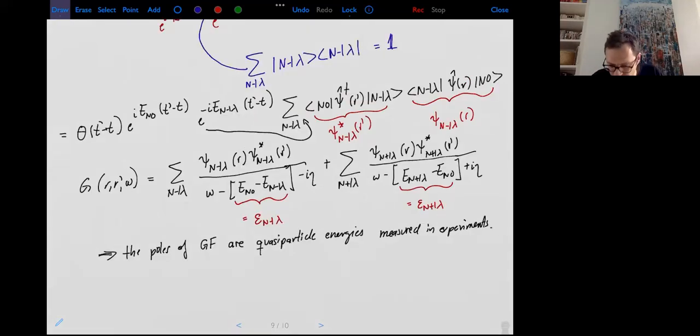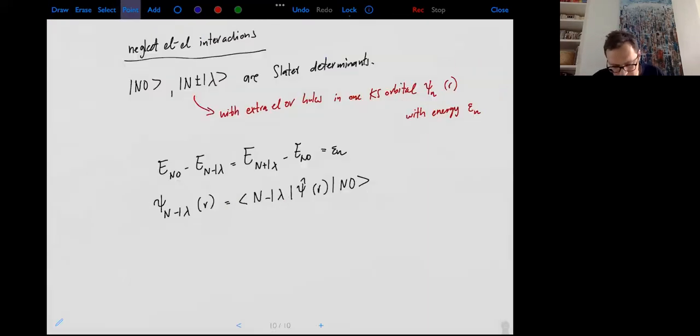And so this is how we defined them up here. Just repeating that definition. Now I can insert here what I know about this operator. We said that we can express this operator in terms of the Kohn-Sham orbitals in the following way. And then what we get is the following.